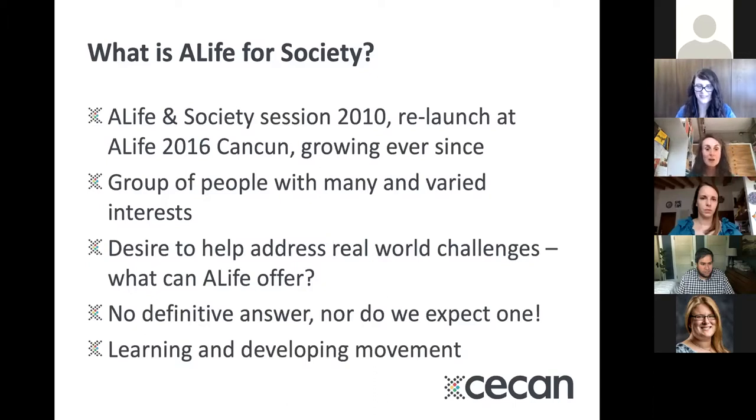So we're really a community, like a group of people in A Life and from disciplines outside A Life as well, who've got all sorts of different interests within the field, but we're all united by really a desire to help address real world challenges and to think about what A Life can specifically offer. So we don't have a definitive answer, and we don't think there's going to be one single answer. And we're very much a learning and developing movement.